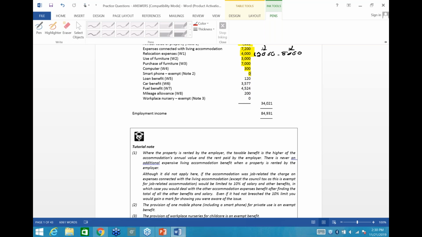Now, to calculate this beneficial loan benefit, there are two methods that we are using. One we call the precise method or the actual method. The other one is what we call the average method. So by using the two methods, you need to calculate the beneficial loan benefit, and then you need to determine the lower amount, and you can pay taxes on the lower value.